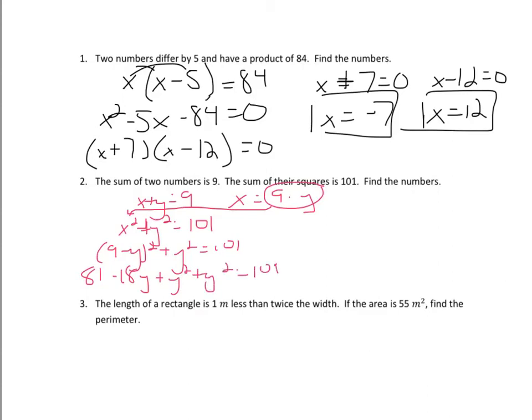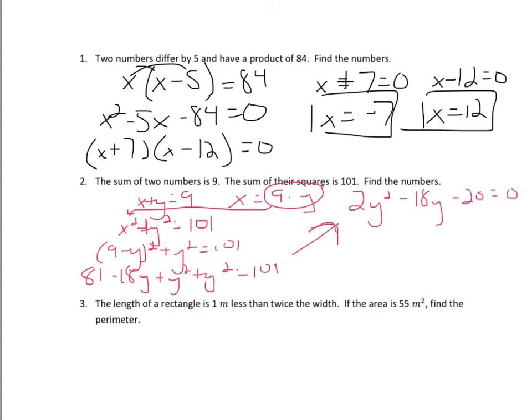Okay, we're going to have to move up to the top because I don't have room. So we've got 2y squared minus 18y. We've got the positive 81 over there. We're going to subtract the 101 over also in order to solve this equation, so we'll have a minus 20 equals 0.